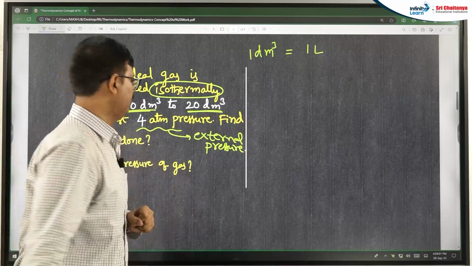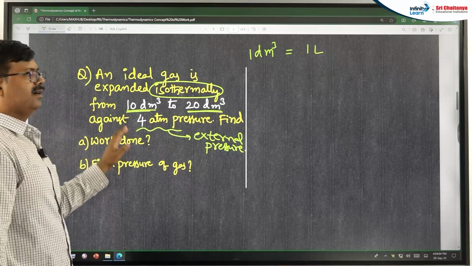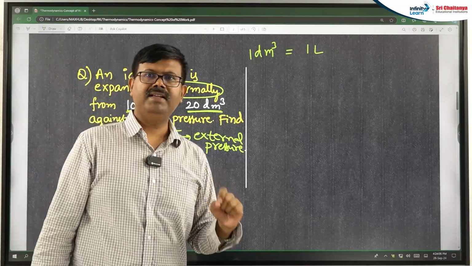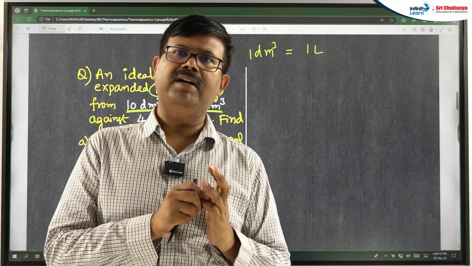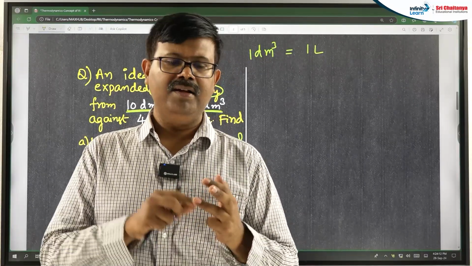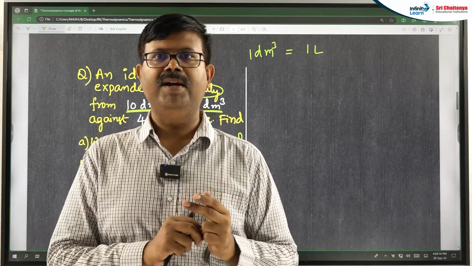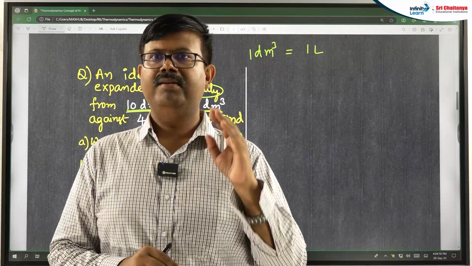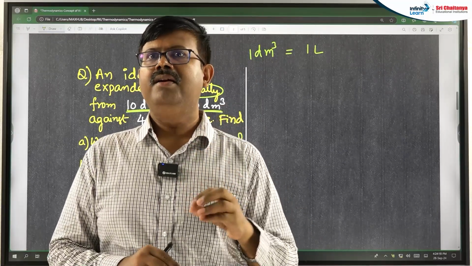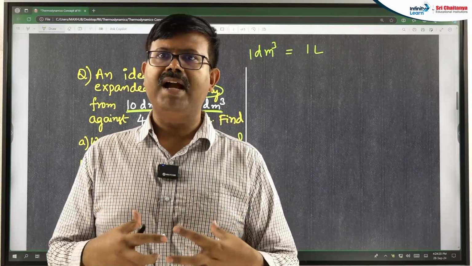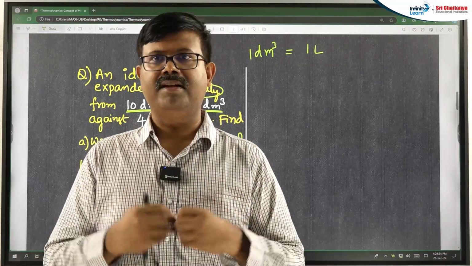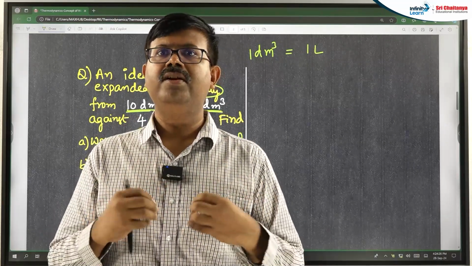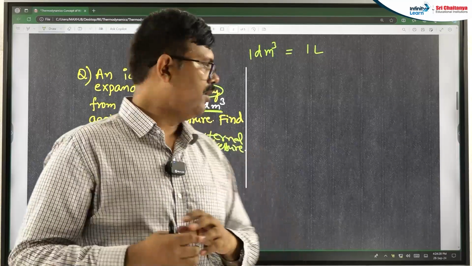Now, find work done. When they say simply find work done without specifying whether they expect work done on the gas or work done by the gas, just remember when they just say work done, by default we have to calculate work done by external forces on the system. That means W_E we need to calculate.